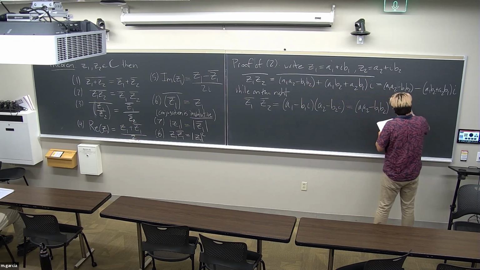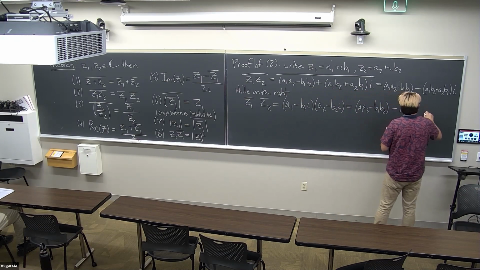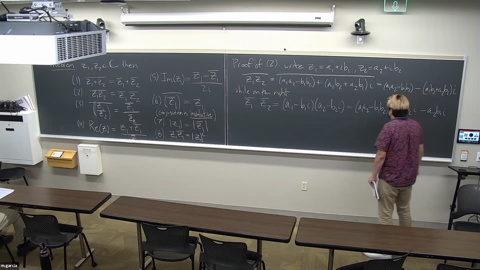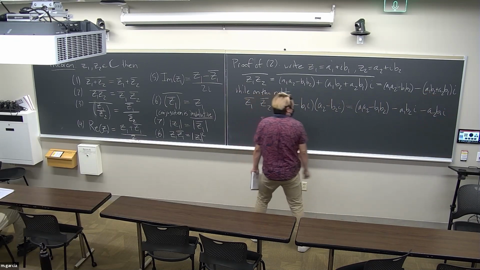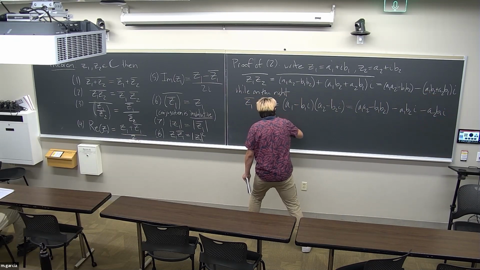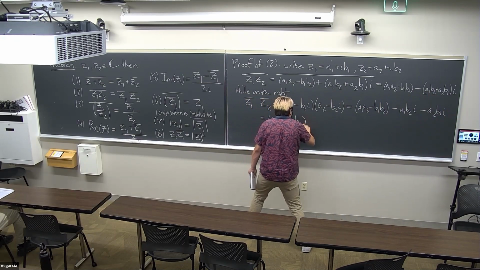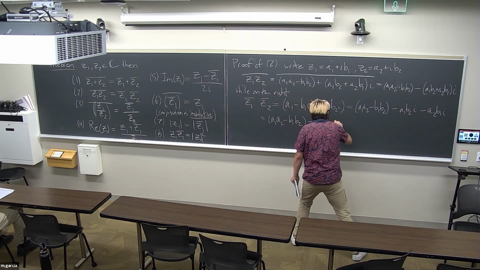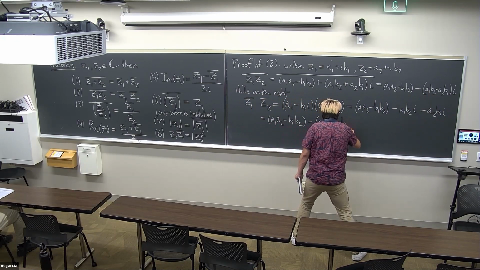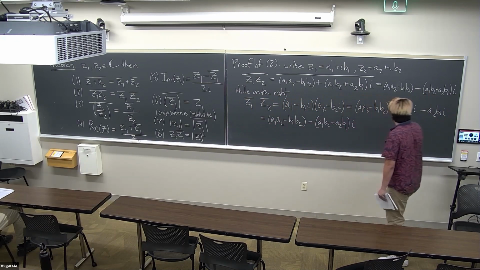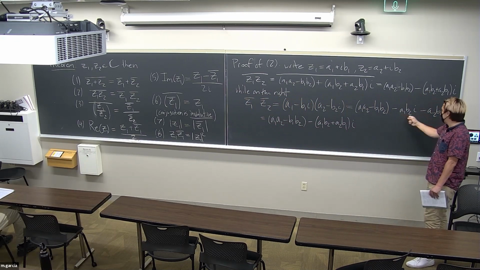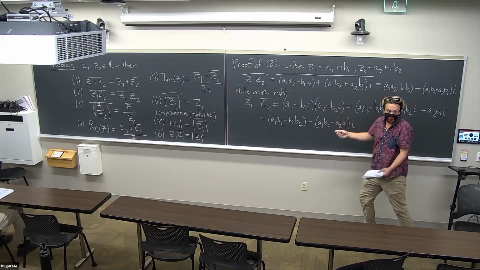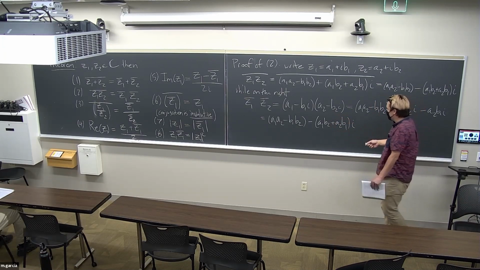minus a1 b2 i minus a2 b1 i, or collecting terms, we get a1 a2 minus b1 b2 minus a1 b2 plus a2 b1 times i. I just factored out a negative 1 from both these terms and an i, and I wrote them this way just so it looks like the standard format we've been writing in. So you'll notice that these two agree.